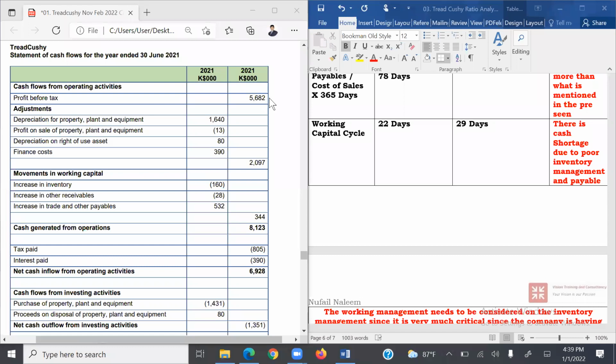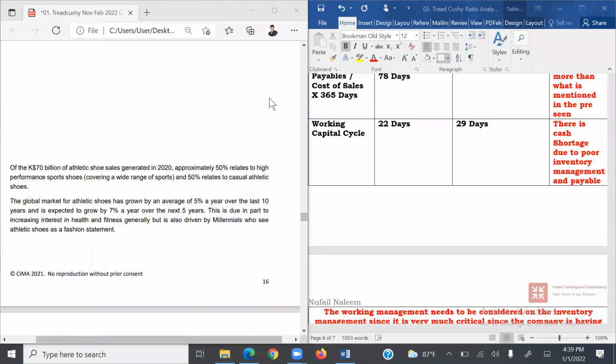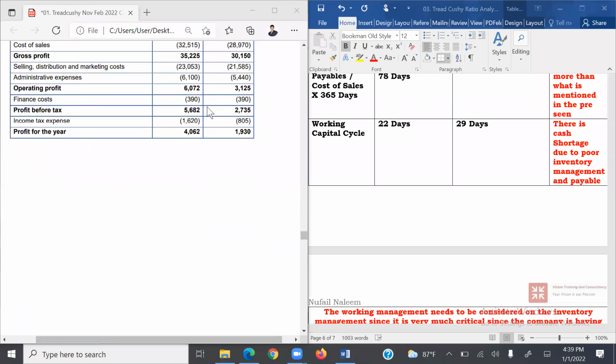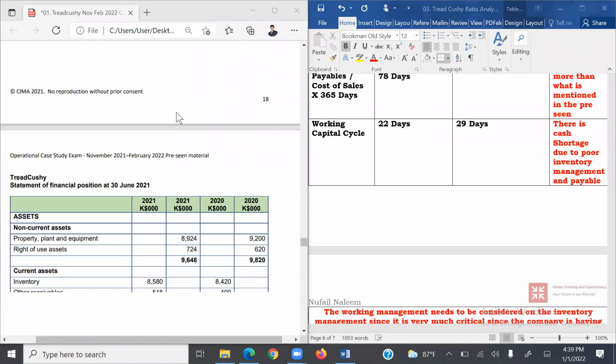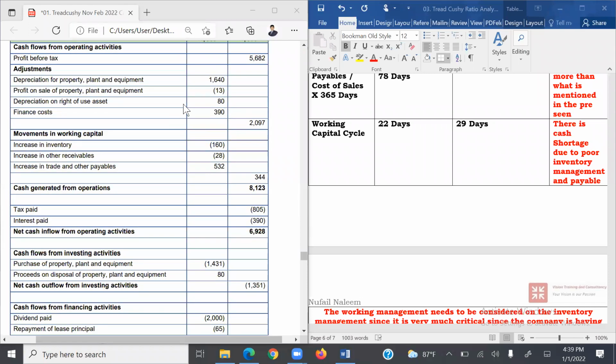Profit before tax, 5,682. If you see, students, I'll just show it to you. Here, 5,682 they have taken in the profit before tax. A depreciation of property, plant, and equipment, 1,640. It's a bigger depreciation. I see here profit on sale. They have disposed some property, plant, and equipment. Depreciation of right to use asset, that is the lease asset, and the finance cost they have added. So increase in inventory, receivable, and trade payable, that's fine.